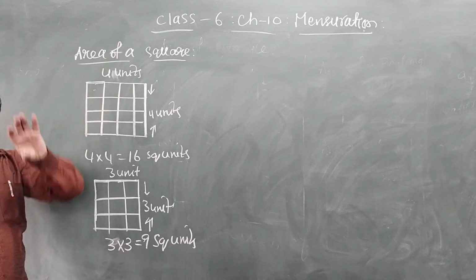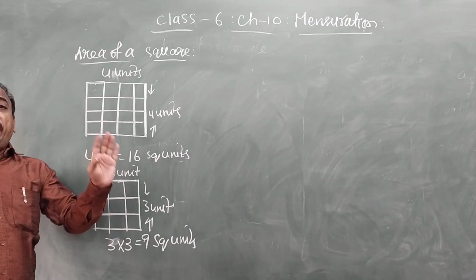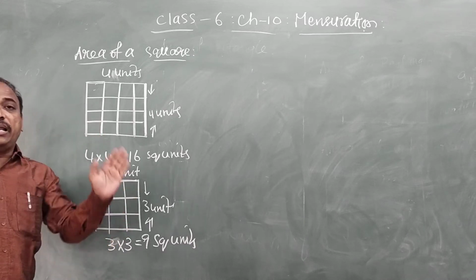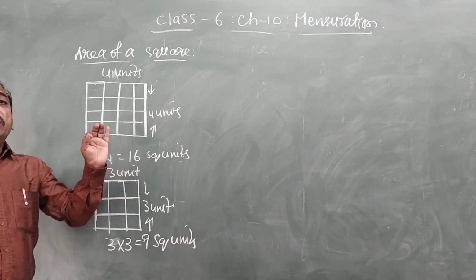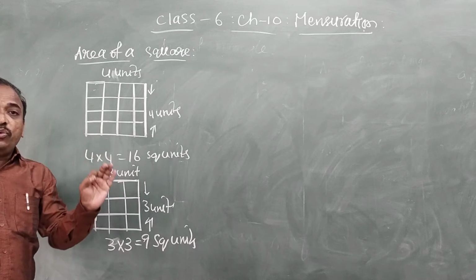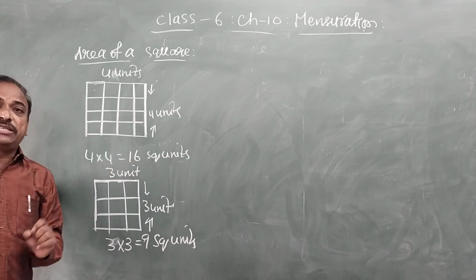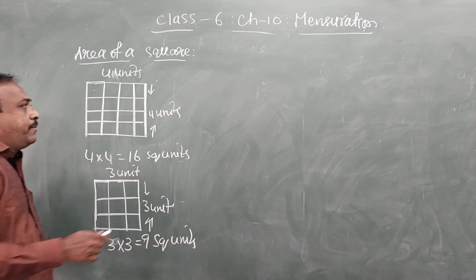So the area we measured, we write the units for area as square units. Remember, whatever it is, either a rectangle or a square or a triangle, the units of area are square units. What are the units? Square units.